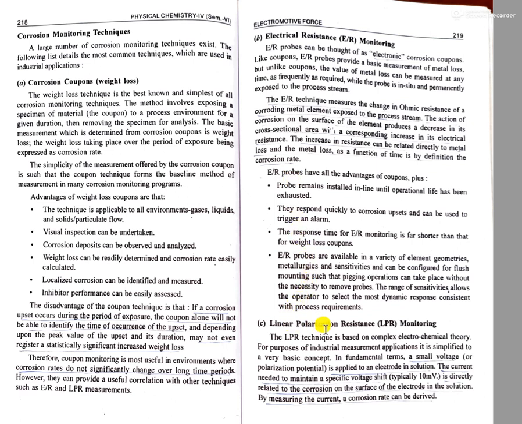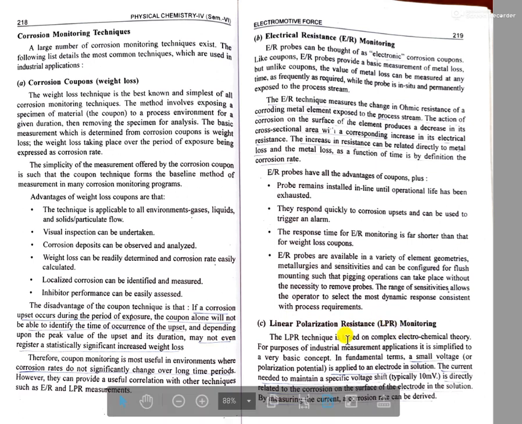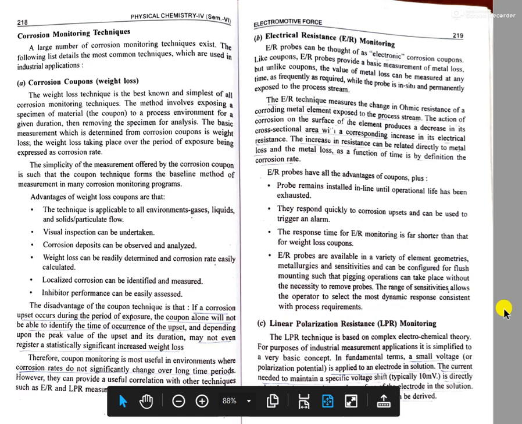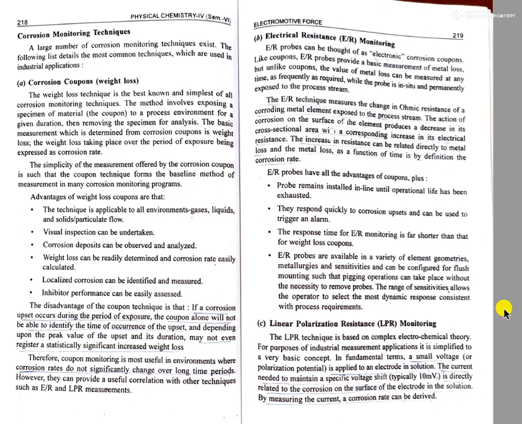And let us see the linear polarization resistance, that is, the LPR monitoring technique. This is based on a complex electrochemical theory. For the purpose of industrial measurement application, it is simplified to a very basic concept. In fundamental terms, a small voltage or polarization potential is applied to an electrode in solution. So at first, a small voltage is applied to an electrode in solution.